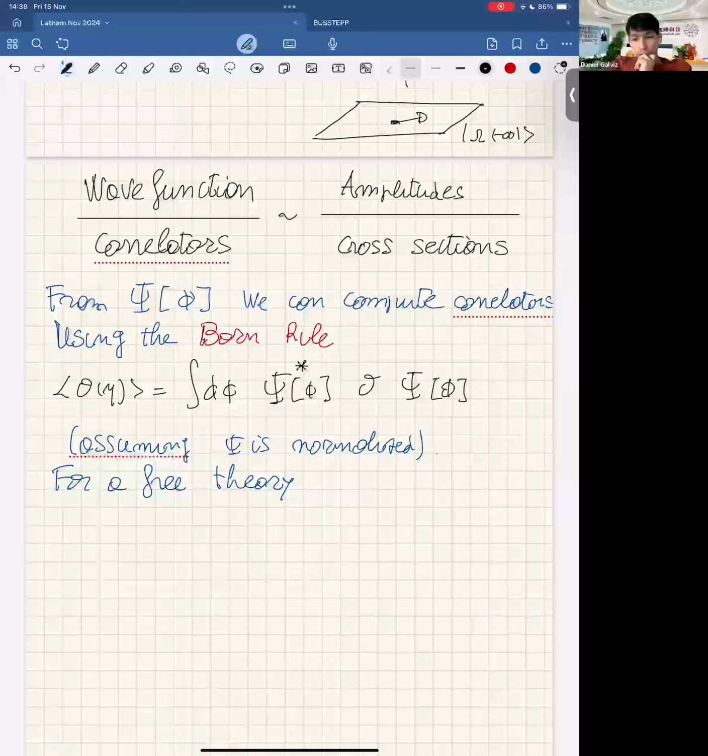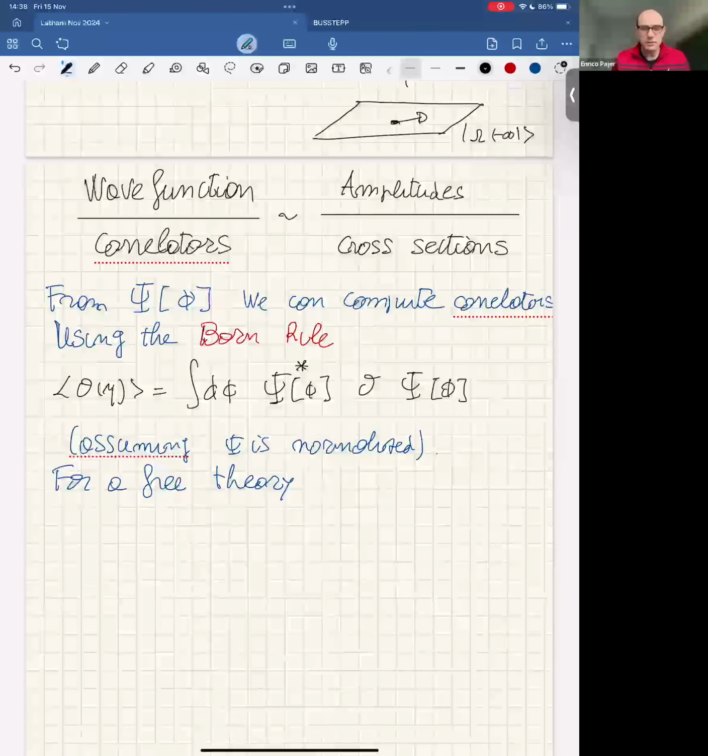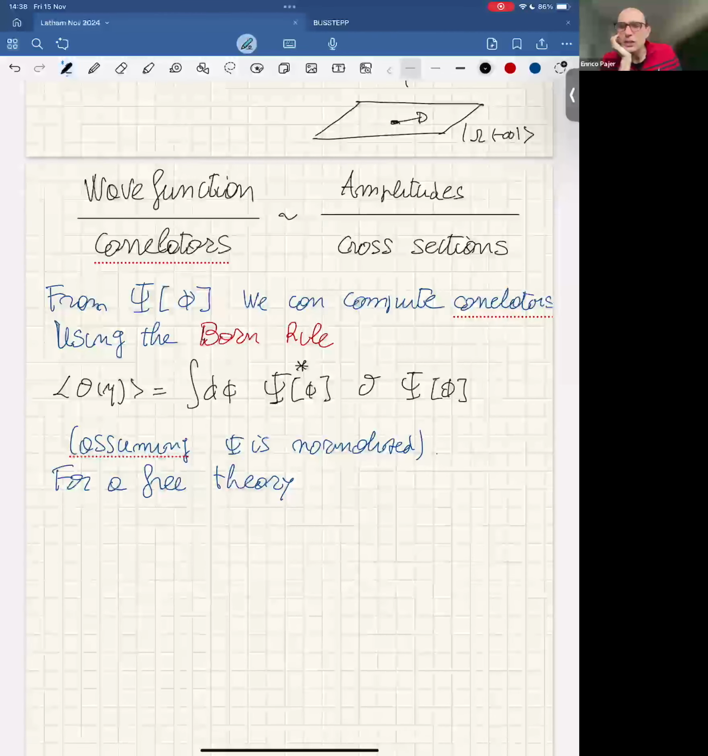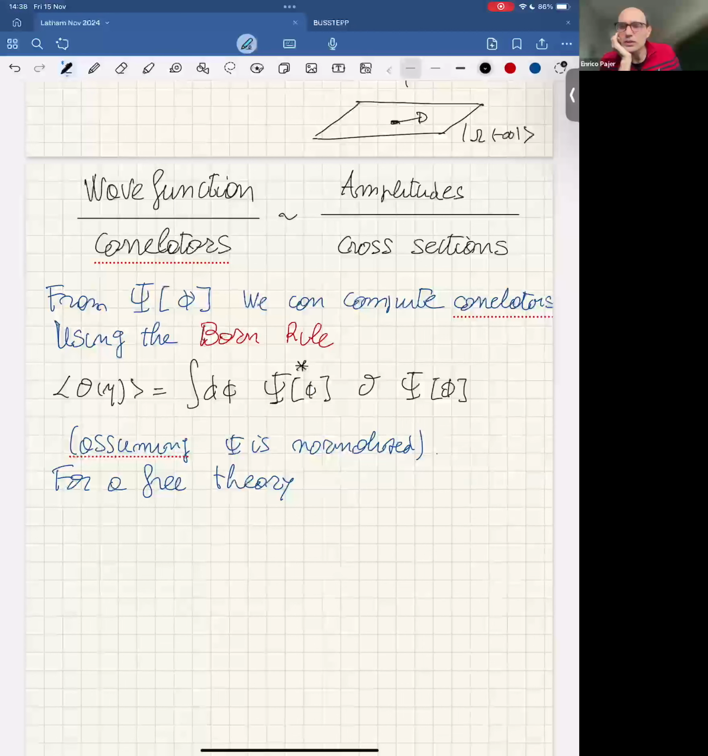There is another question on the chat. Please, yeah, okay. I thought we were always using the interaction picture. How can I know what picture is used for quantum mechanics? Does it depend on the system or just on the theory itself?